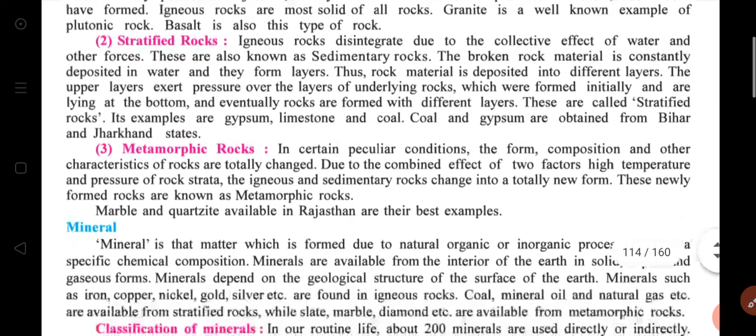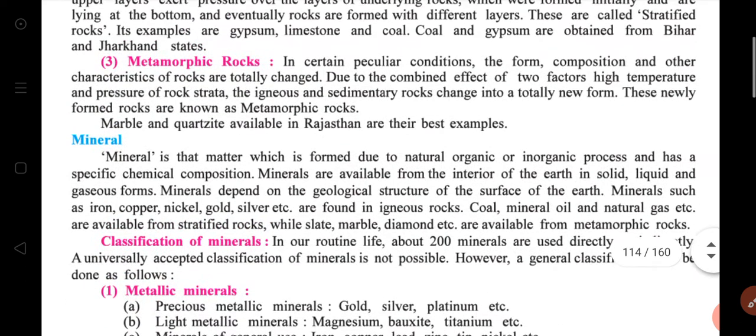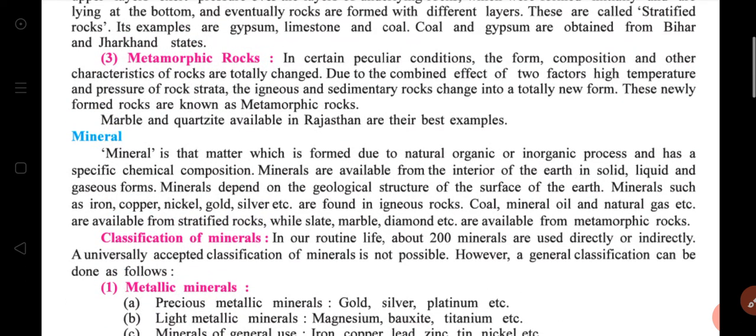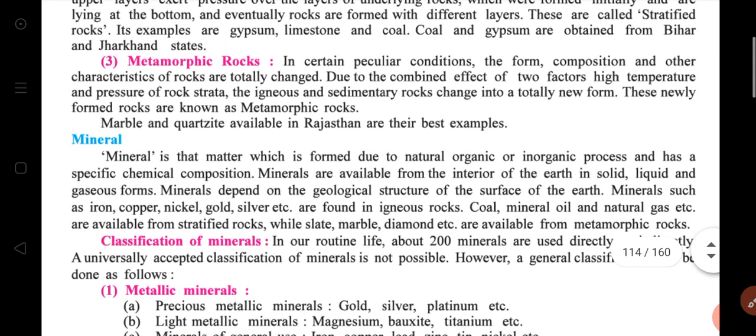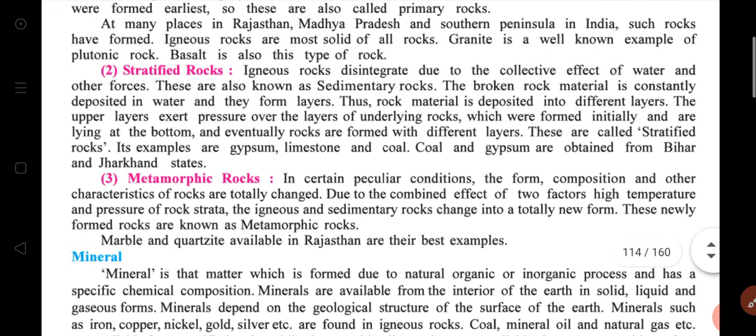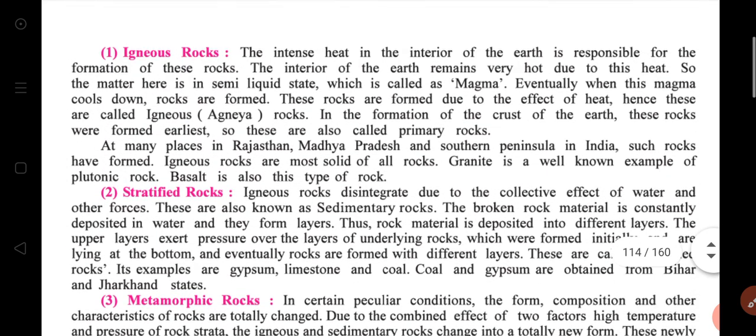Then in stratified, it is the collective effect of water and other forces, and is also known as sedimentary rocks. And in metamorphic, under peculiar conditions, the form, composition, and other characteristics of rock are totally changed. So marble and quartzite available in Rajasthan are the best examples of metamorphic. Coal and gypsum are examples of stratified, and granite is an example of igneous.